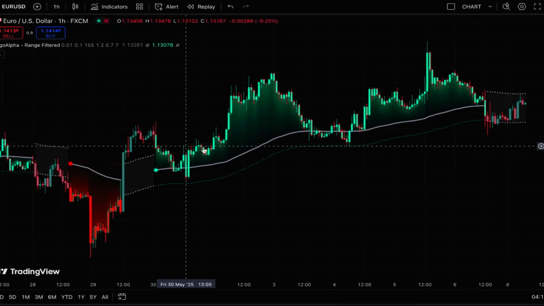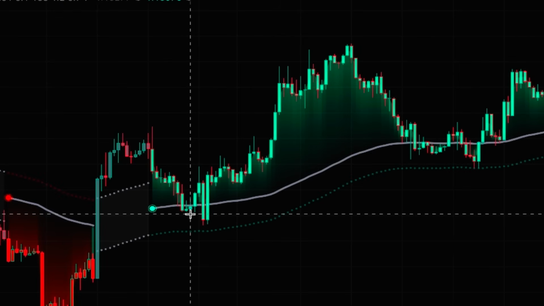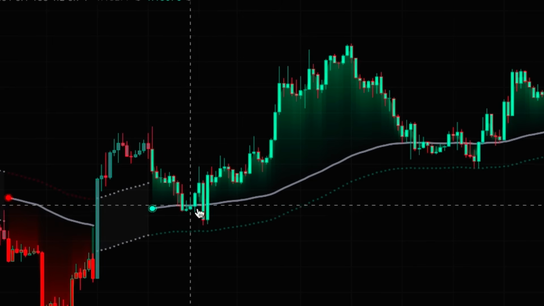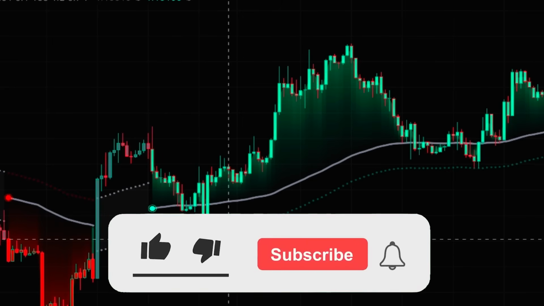But we don't enter a trade here just simply because the price touches the gray line, because this can be the beginning of a change in the trend and the price may turn to a downtrend. So we need more confirmation, and we're going to use price action trading.